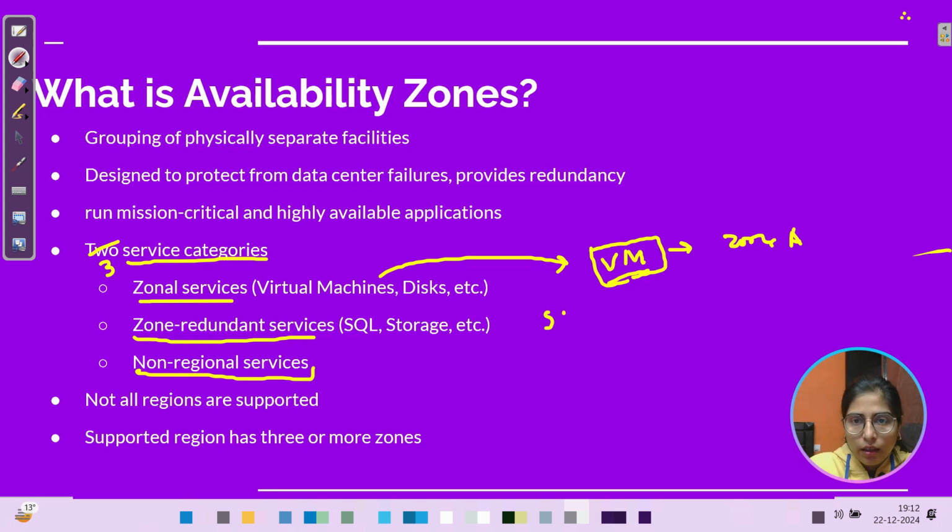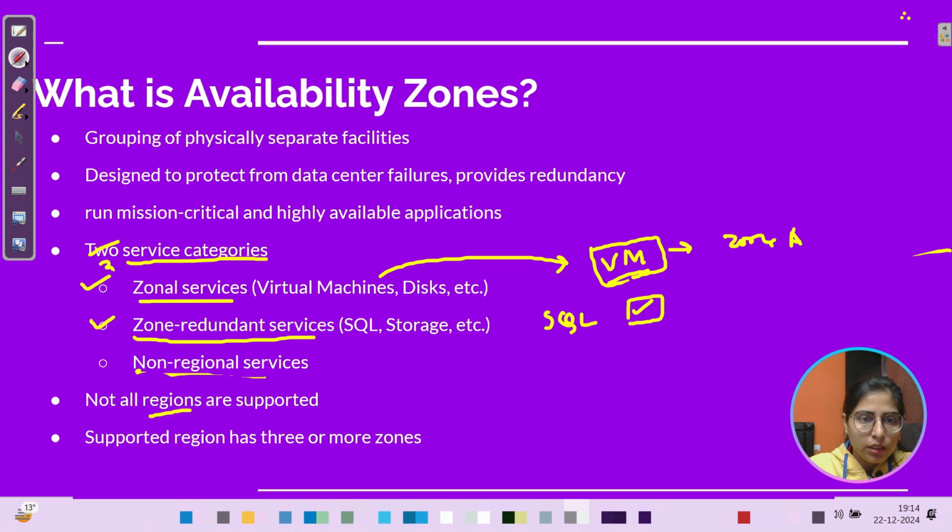Services like SQL will be deployed in multiple zones with the selection of just one option, that is the zone redundant option. Now some services are non-regional services, so these services are not deployed in any particular zones that could be geographically available. So typically we have these two zone service categories.